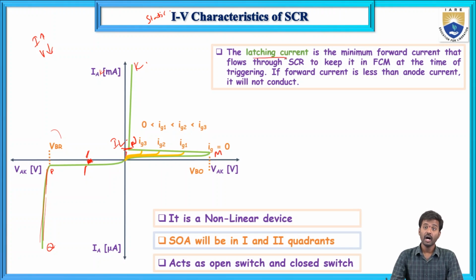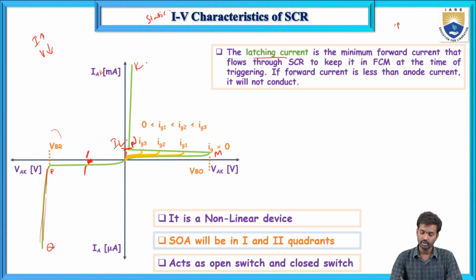Another one: once it is latched up and the SCR is turned on, even if you remove the gate pulse, it will not come from forward conduction mode to the forward blocking mode. So how does it come from forward conduction mode to the forward blocking mode?